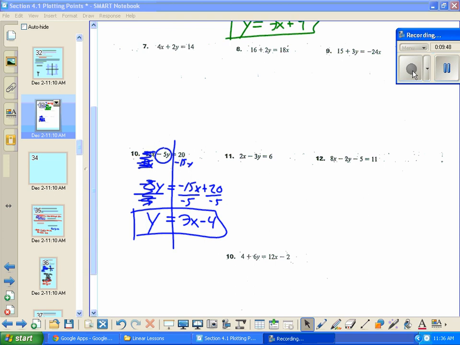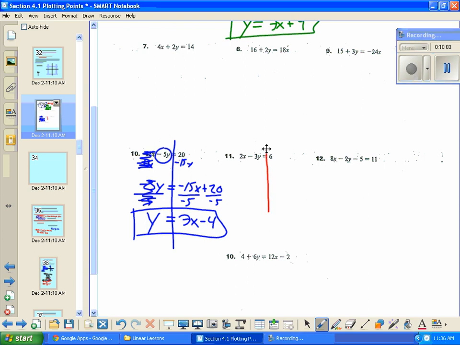I'm going to walk through number 11 here because I'm going to show us one thing that will be helpful for us later down the road in this chapter, once we start to get into sections 3.1 or 4.4 and 4.5, when we're graphing using slope-intercept form. I'm going to start solving this one just like we've been doing the other ones though.